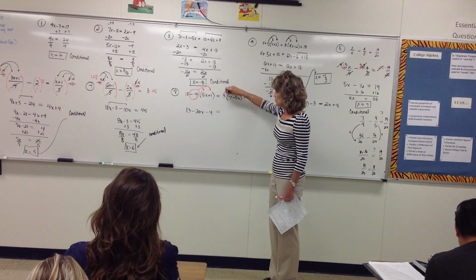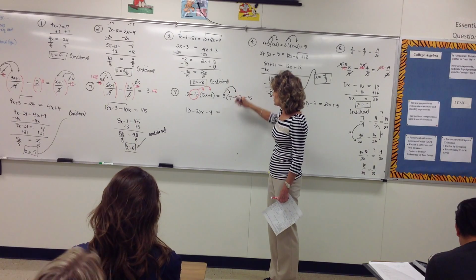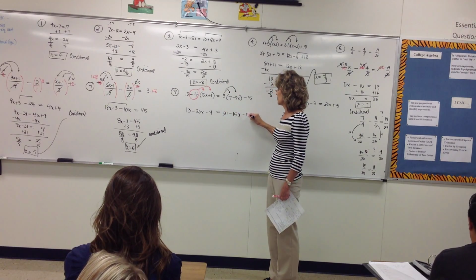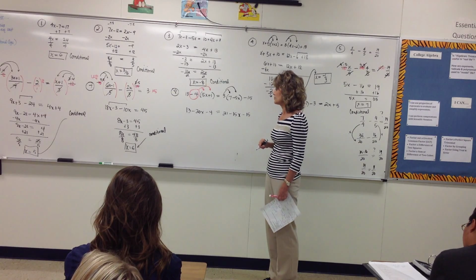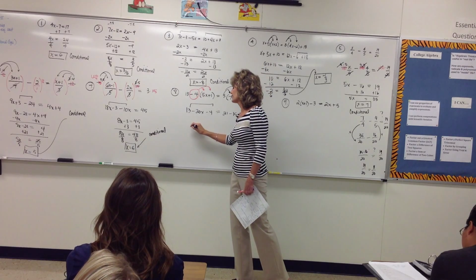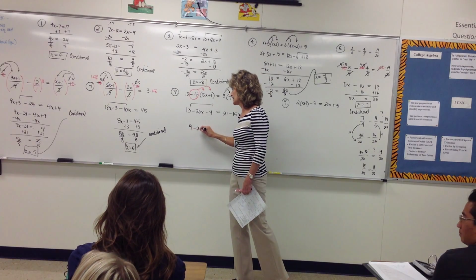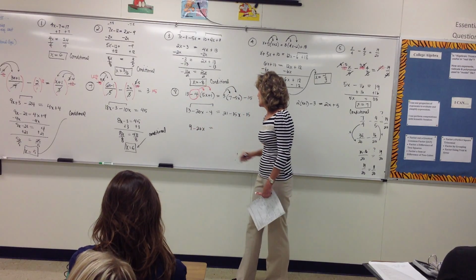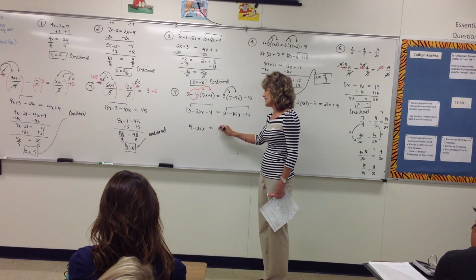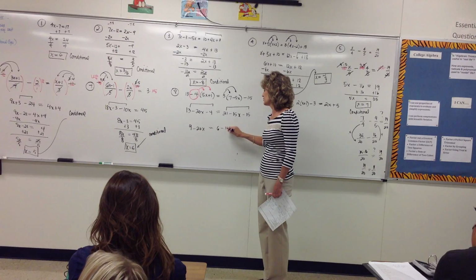On the other side, we just have a 3 to distribute to get 21 minus 15x minus 15. Combine things that are alike. 13 minus 4, 9 minus 20x. On the other side, 21 minus 15, that's 6 minus 15x.